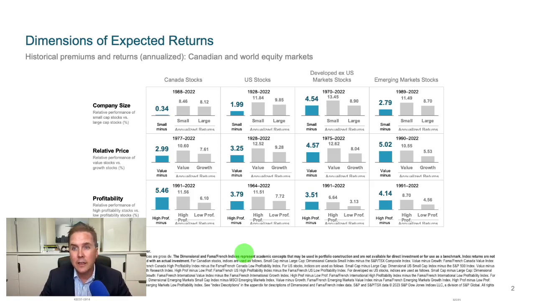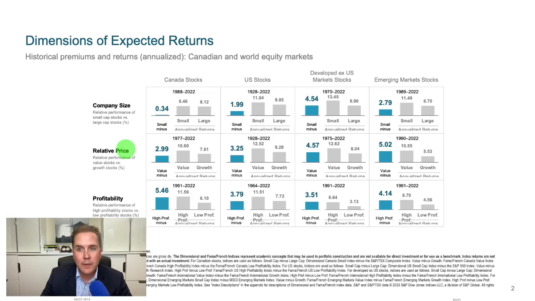And what you're looking at is a chart showing the different risk factors on the left-hand side and how they have performed when compared to the broad market over longer periods of time. We're going to start with Canadian stocks. What you're seeing is that in Canada, smaller company stocks between 1988 and 2022 have returned about 8.46% per year when compared with large company stocks at 8.12% per year. That's a performance premium of 0.34% per year from 1988 to 2022.